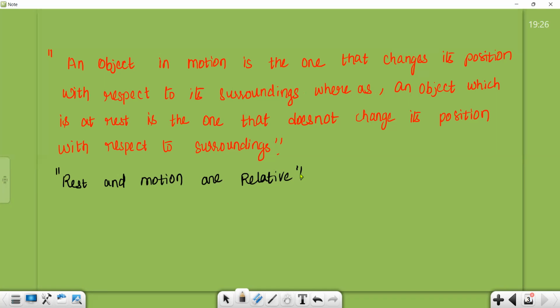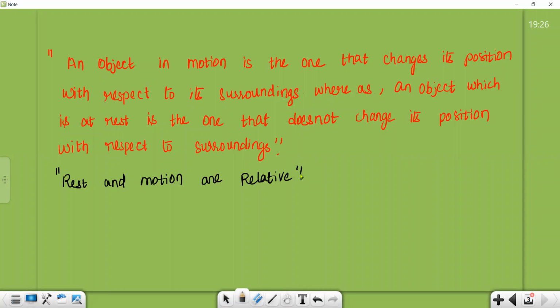Suppose a person is sitting inside a bus. Ma'am, the bus is moving, the person is not moving. Okay, so a person is sitting inside the bus, and there are fellow passengers seated along with him, and others who are outside. The bus is moving. Now tell me how many situations you can imagine here. Ma'am, the bus is in motion and the people in the bus are at rest.